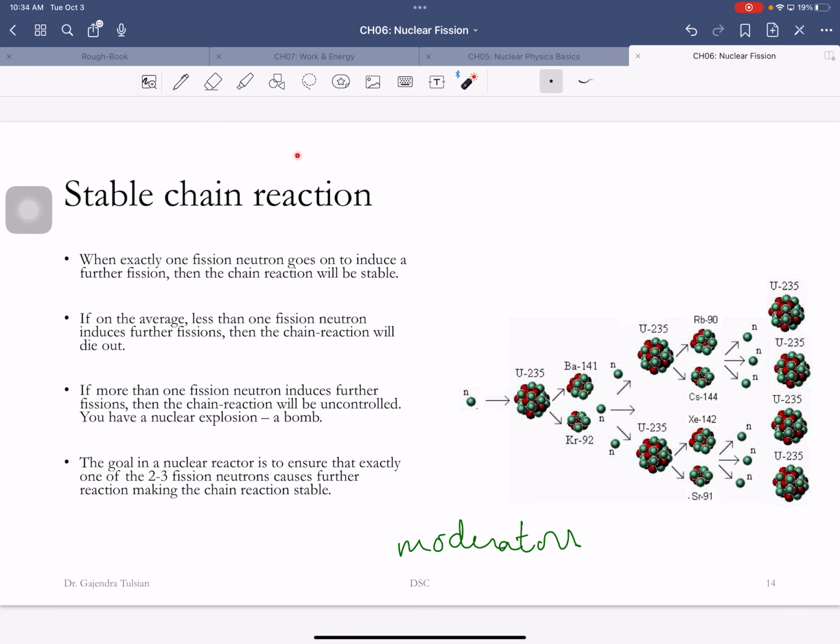Stable chain reaction. So what does that mean? You split this uranium-235 nucleus, and these are the pieces that came out, and you want one of these to cause a further reaction. That's a stable chain reaction. What is an atom bomb? More than one is causing a reaction. That's an atom bomb.